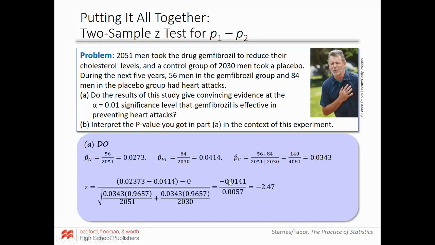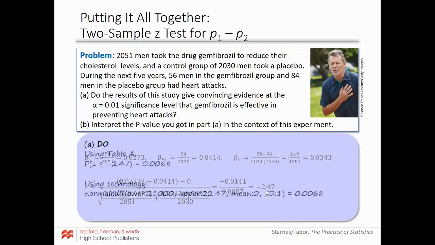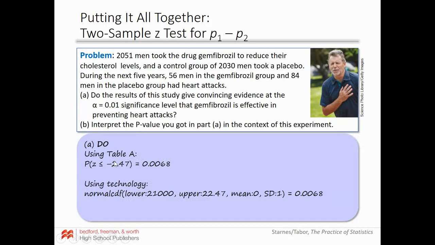So since this is a negative number, again, I do have some evidence right now. Now I'm doing this test to see how strong that evidence is. I use my p hat C, the pooled proportion, for my standard deviation and get that equation. So I get a z-score of negative 2.47. Now, since my alternative hypothesis was that P1 is less than P2, I'm going to do the same thing here. I'm going to take the probability that Z is less than this value.